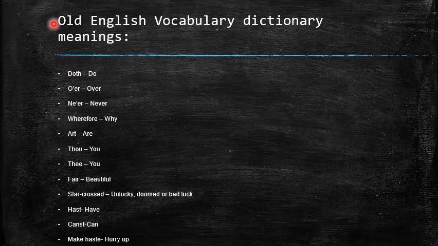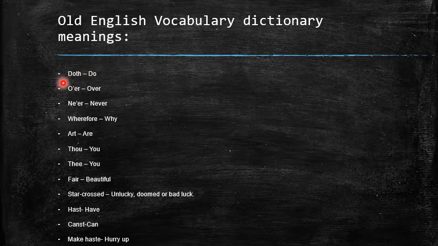Let's go over some Old English vocabulary dictionary meanings. So here we've got our own little dictionary of Old English words. These are some of the words that we've learned when we went through the important quotes and also when we went through the extract translations and when we were comparing the extracts. These words generally just connect the larger sentences, so it will make reading a text or reading the extract much easier.